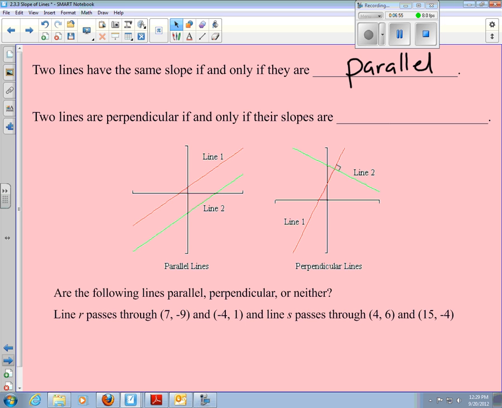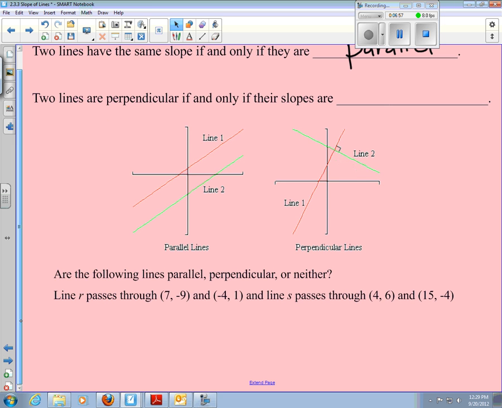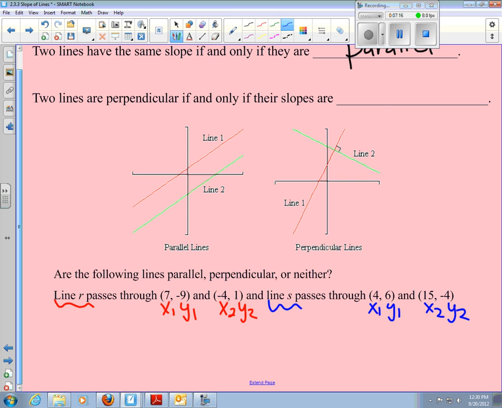So our last problem here is, are the following lines parallel, perpendicular, or neither? I want you to find the slope for line R, x1, y1, x2, y2, and then find the slope for line S, x1, y1, x2, y2. Based on those two slopes, you need to tell me, are they parallel, perpendicular, or neither?